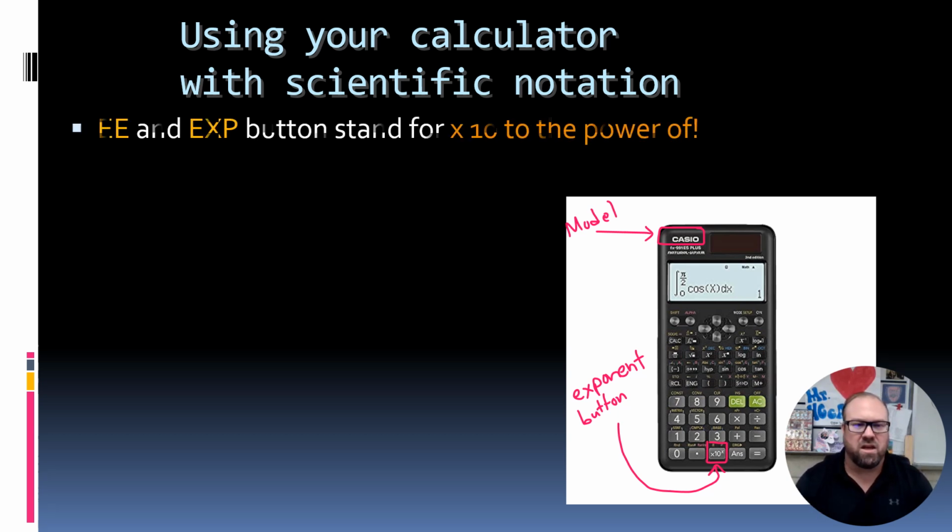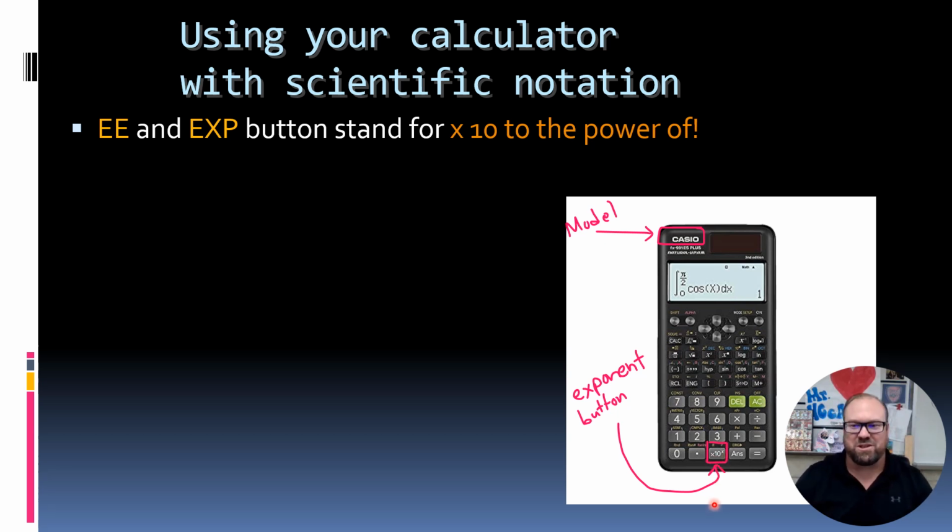Okay, so the big buttons that we're looking for traditionally, and once again, it can be different based on the model calculator you have, are the capital E button or the EXP button. Those stand for times 10 to the power of. They're known as exponent buttons. You can also see here, this is a very popular model of Casio. Casio makes nice calculators, and Casio actually does it pretty much the best in that they just have times 10 to the x. There is your exponent button.